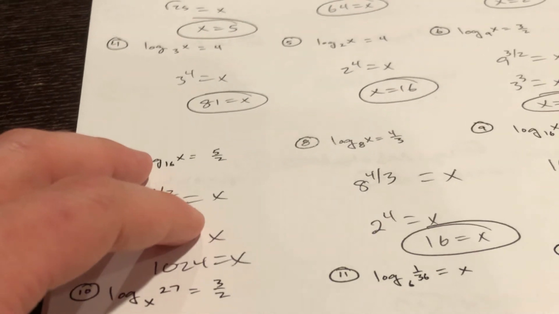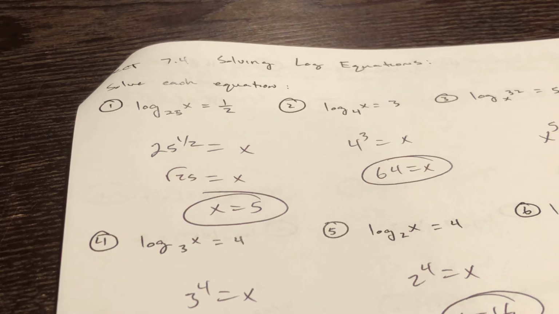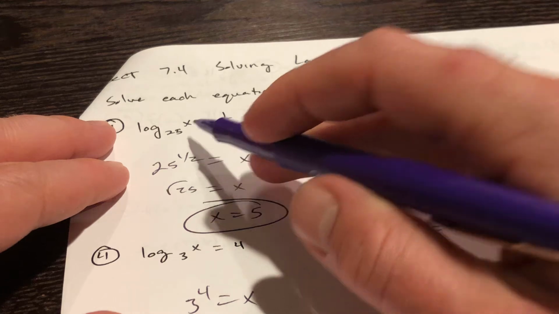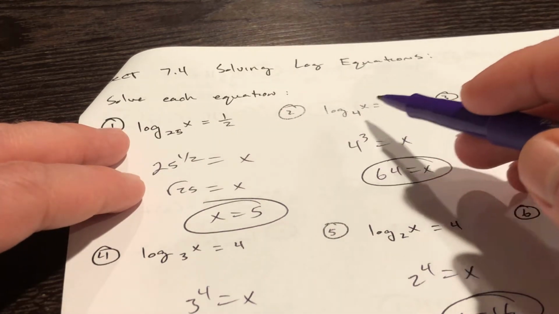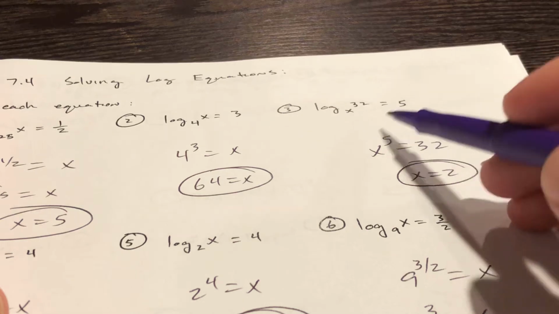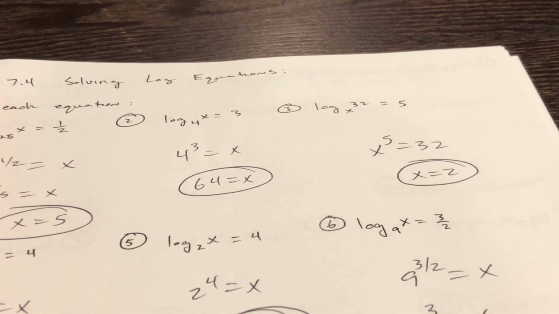Page 10. Let's take these that are written in logarithmic form and put them in exponential form. So 25 to the 1/2 power is equal to x. That's the square root of 25. X is 5. 4 to the 3rd equals x. X is simply 64. Again, writing this in exponential form, x to the 5th power equals 32. X is 2.